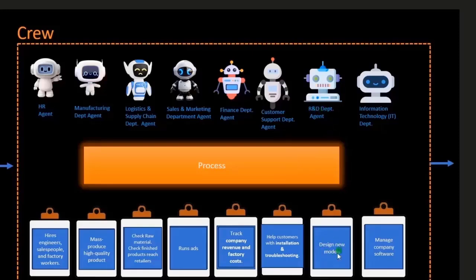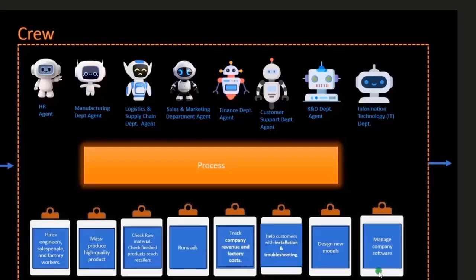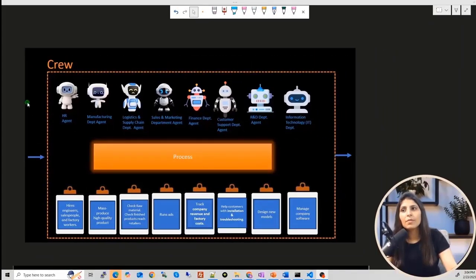R&D department agent can do this task. And then we have an IT department agent which can handle the company software. In Crew AI, we have multiple agents. So these are the agents.